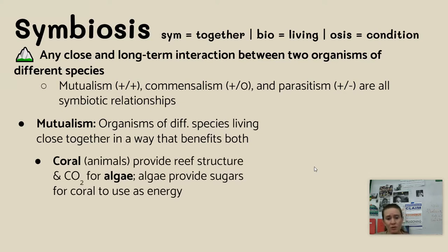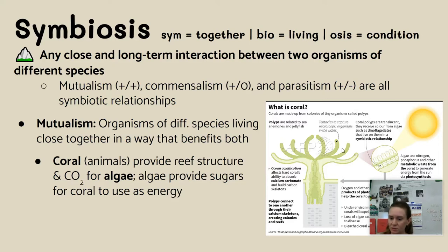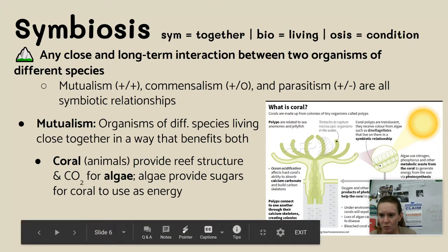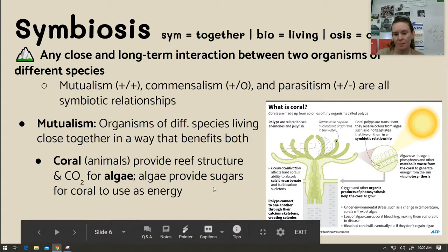Mutualism: corals provide the reef structure and CO2 for algae. Coral is actually an animal. Algae provides sugars for the coral to use as energy because algae photosynthesizes, so they're kind of feeding each other. What is coral? They're actually little animals. They're fascinating, and you can go down a whole YouTube wormhole looking at videos of coral. They're related to sea anemones and jellyfish. If you pause for a moment, you can read more about this diagram. I'll get my face out of the way. But yeah, it's really fascinating.